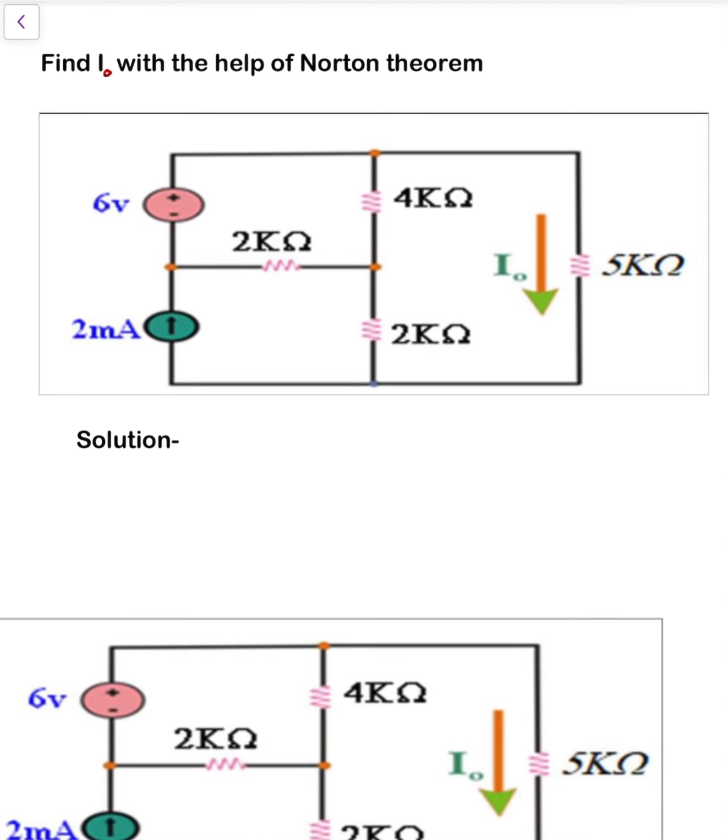Now, the corresponding question: find I naught with the help of Norton's theorem. Here, 6 volt and 2 milliampere are the independent voltage and current sources. The resistors are 2 kilo ohm, 4 kilo ohm, 2 kilo ohm, and 5 kilo ohm. So how can we do it?